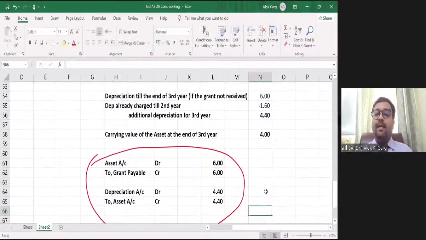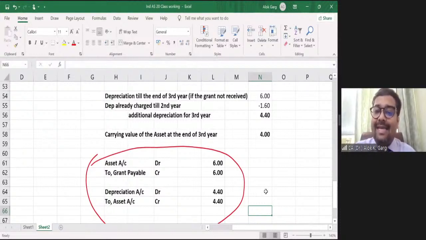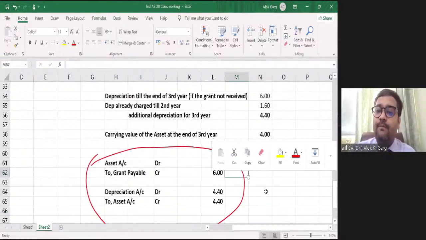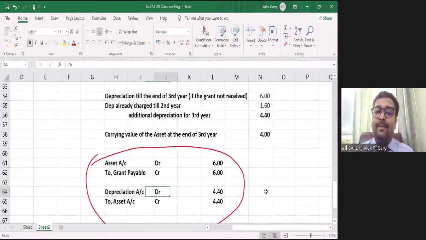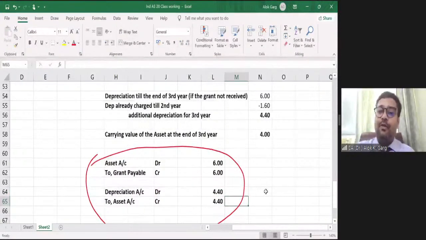If you see the accounting entry at the time of repayment of government grant, it is asset account debit to grant payable. So at the end of the second year, the carrying value in the balance sheet was 2.4. We have added 6 also, it becomes 8.4. Then we have done the accounting entry, depreciation account debit to asset account 4.4. So now it will become 4 only. So this is the third year accounting entry.